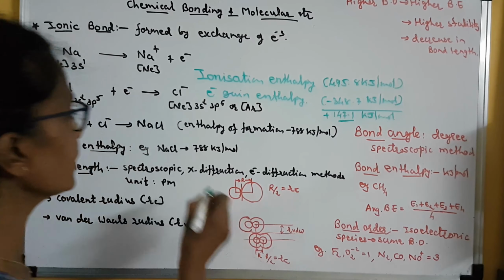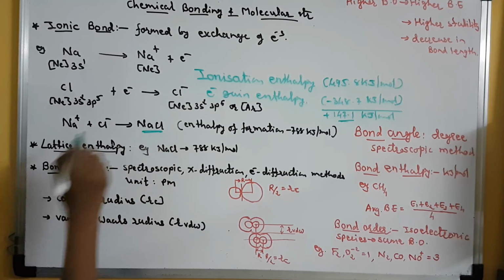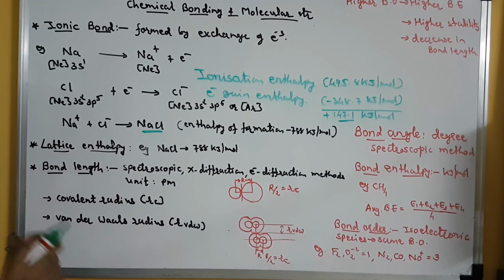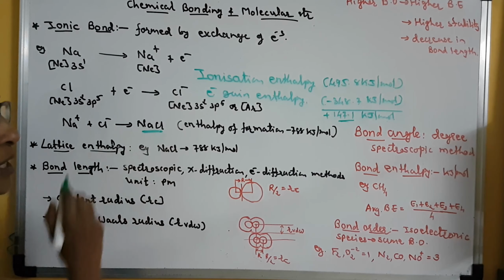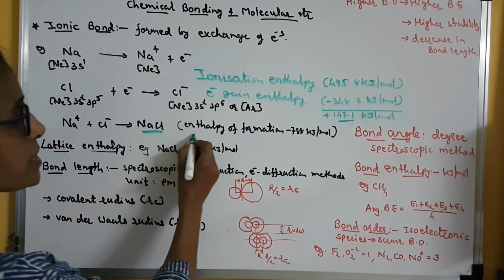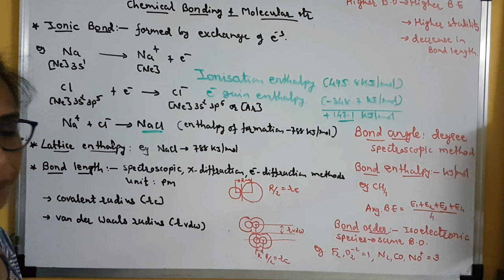Clear? But even then NaCl is a stable crystal. Why? It is because there is something else which decides the stability of crystal, and it is the enthalpy of formation.